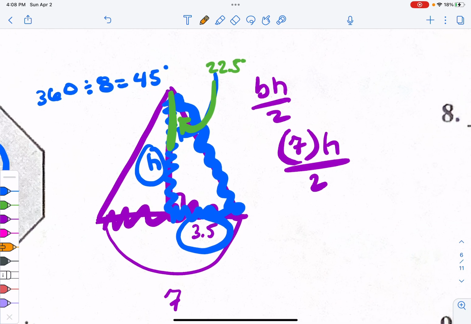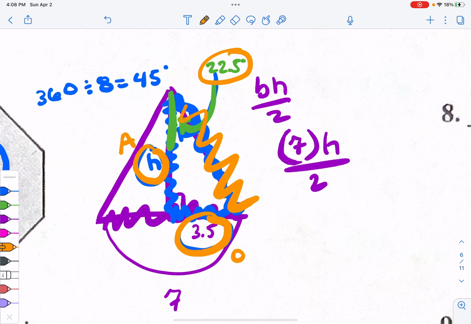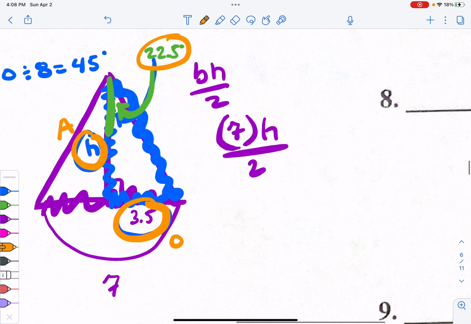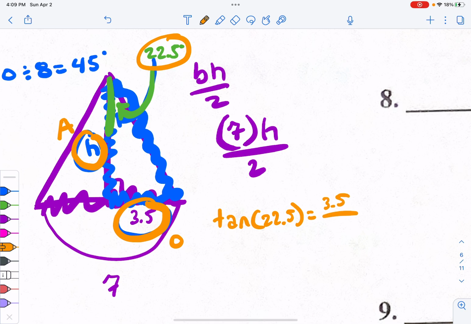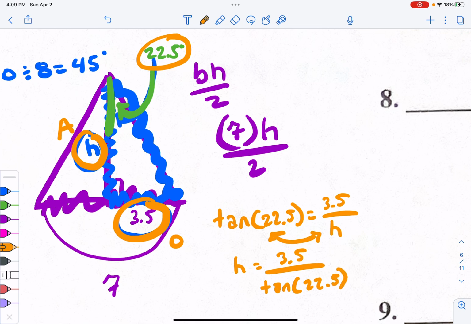All right, so we've got 22.5 degrees. This 3.5 is the opposite side, and this is the adjacent side. Okay, we don't have to find the hypotenuse side. We don't care about that. Okay, so opposite adjacent means I'm going to use tangent of 22.5 equals, the opposite is 3.5 over h. Okay, and then I'm going to swap these two to find the height. 3.5 divided by, this is a really intricate problem. Okay, so if you need to go back and watch this example again, you just do that.